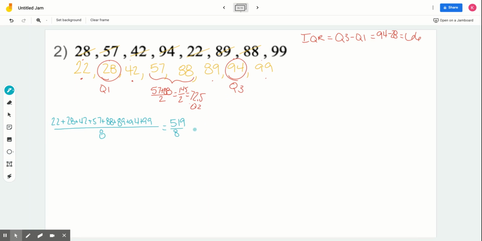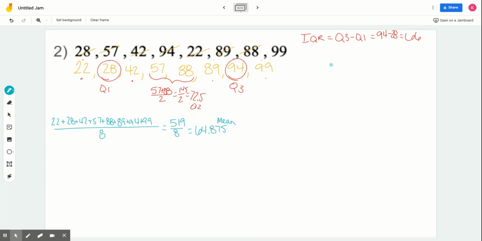If you added correctly, I believe you should end up with 519 divided by 8, which will get you 64.875. And this is the mean or average. Now, we need to take each piece of the data and find the absolute value of the difference between the mean and the piece of data.